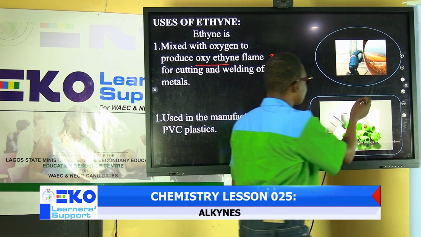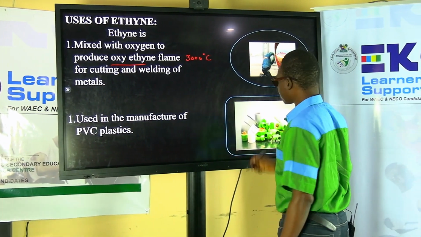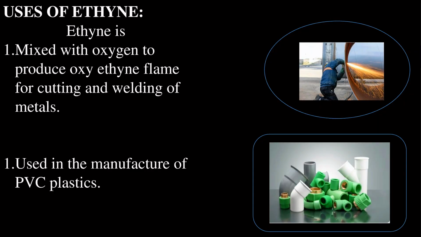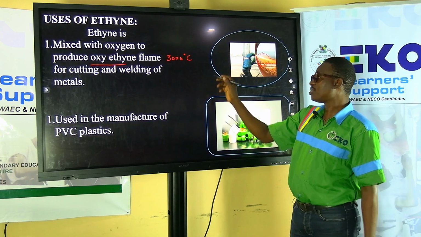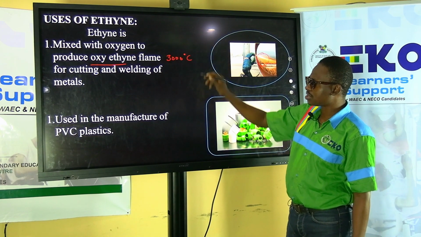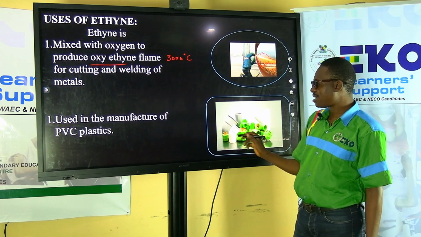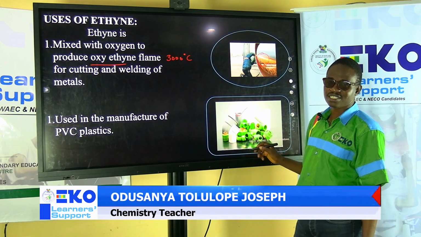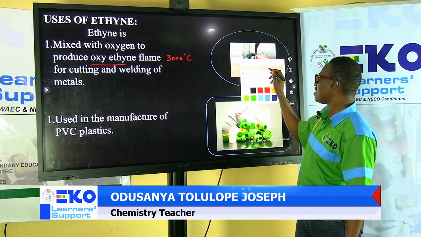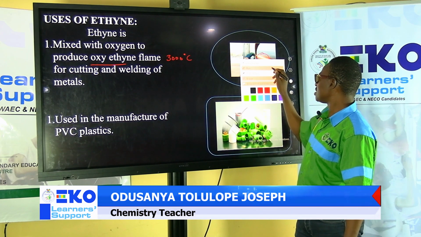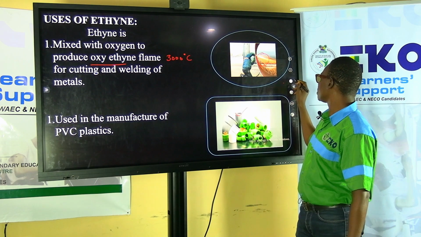So the heat generated is so high that it can melt any metal. And that's what you are seeing here. So basically, you should not forget that ethyne, when mixed with oxygen, produces what we call oxy-ethyne flame or oxy-acetylene flame with the production of about 3,000 degrees Celsius. Then aside that too, it is used in the manufacture of PVC pipe. You need to get to know all this. It is very, very important. So let's move on.